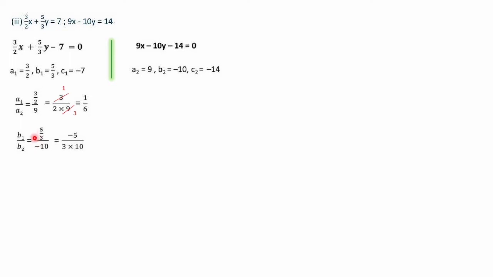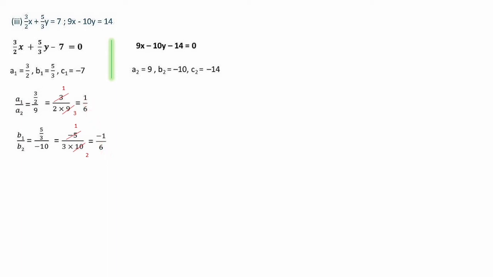This minus we can bring to the numerator. Minus 5 divided by this 3, we have to multiply with 10. So 3 into 10. Here also 5 and 10 we can cancel, and we will get 1 by 2. So the final answer is, the numerator is having only minus 1, divided by denominator 3 into 2, that is 6. Here you can check a1 by a2, b1 by b2 not equal.